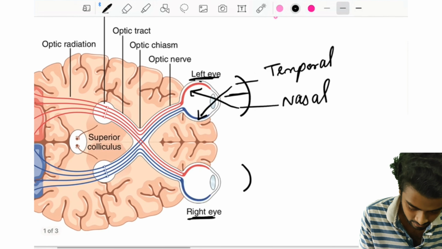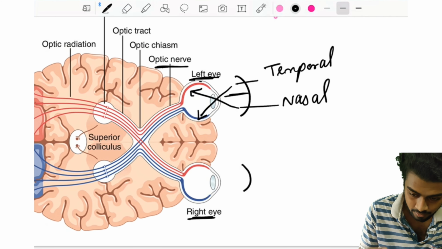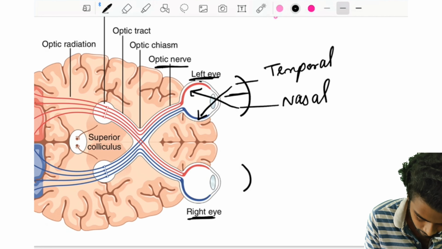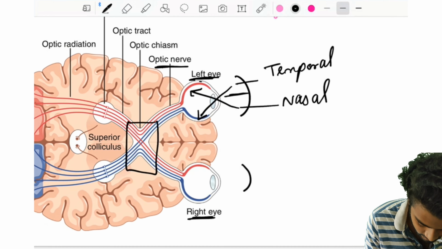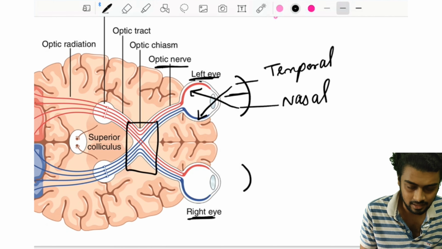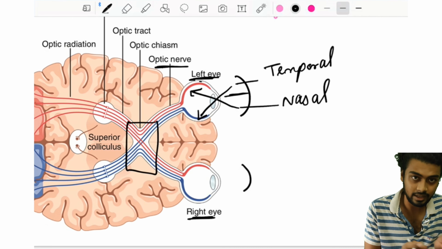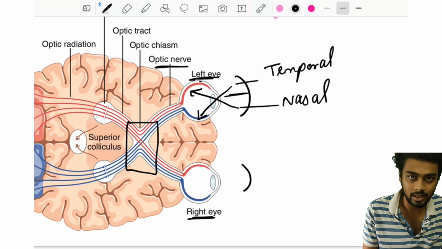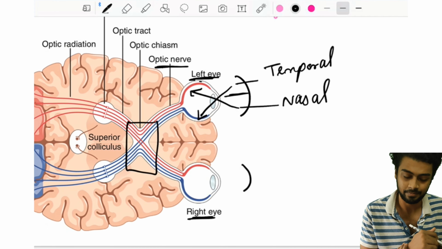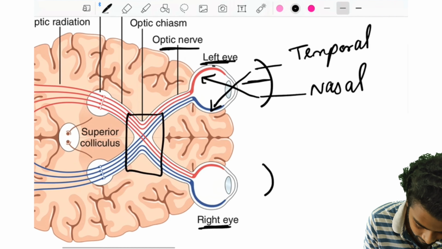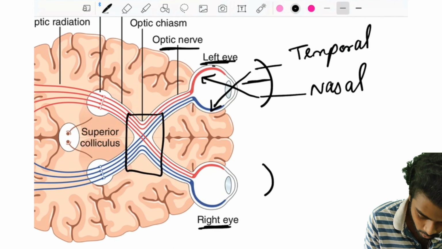Okay, so the impulses are taken from the ganglion cells via the optic nerve to the optic chiasma. See, this is the optic chiasma, guys. In the optic chiasma, there's another trick. See, in the optic chiasma, the temporal retina doesn't decussate, but the nasal retina will decussate. See, follow the blue lines, guys. The blue lines are the nasal half. See, the nasal half are actually decussating. The nasal half passes contralaterally.